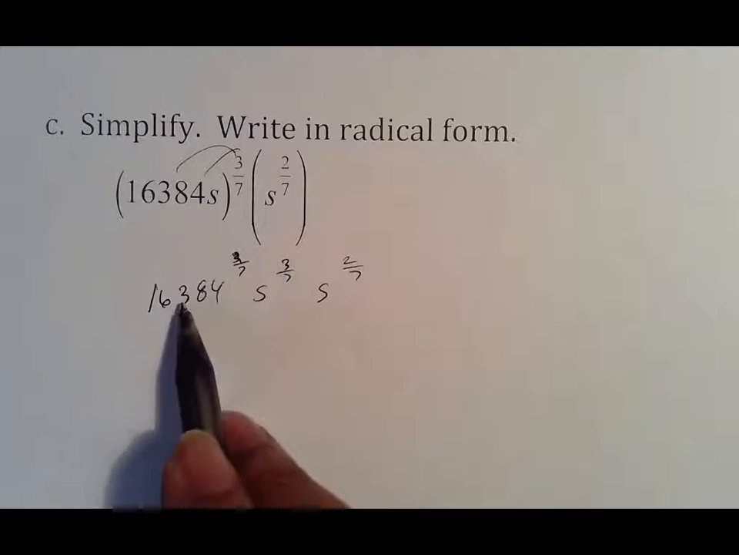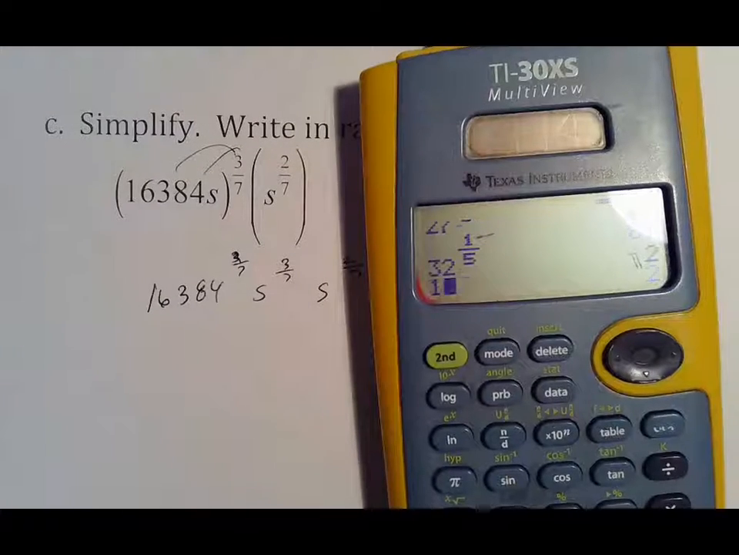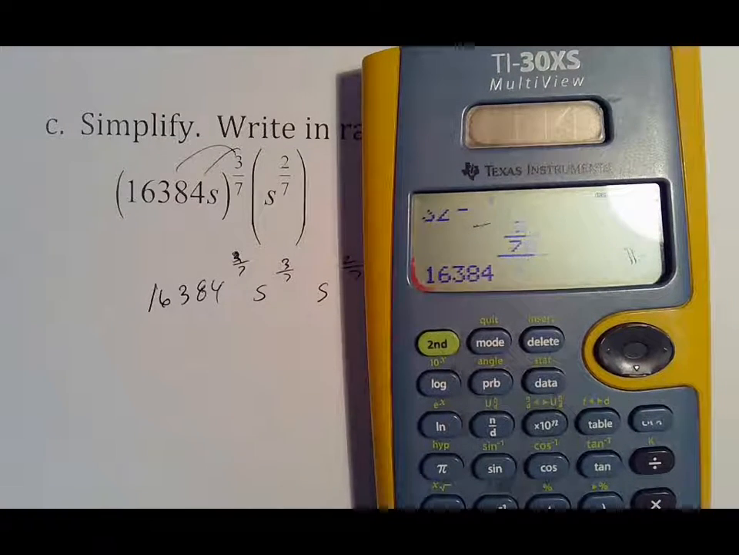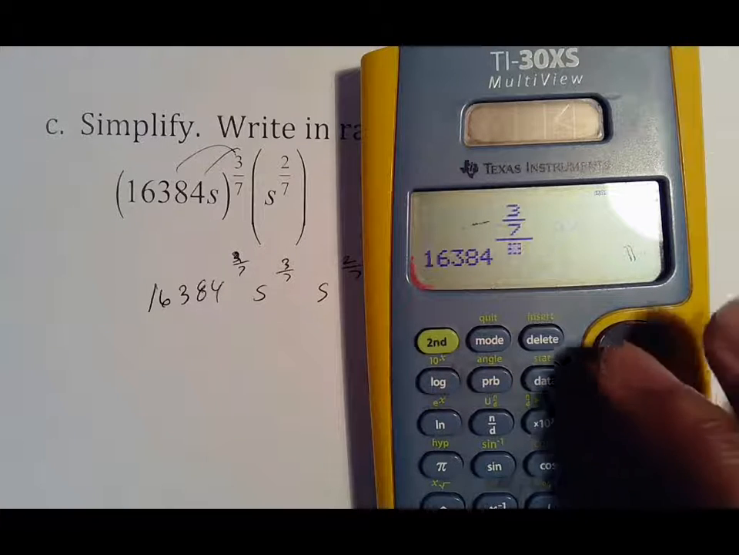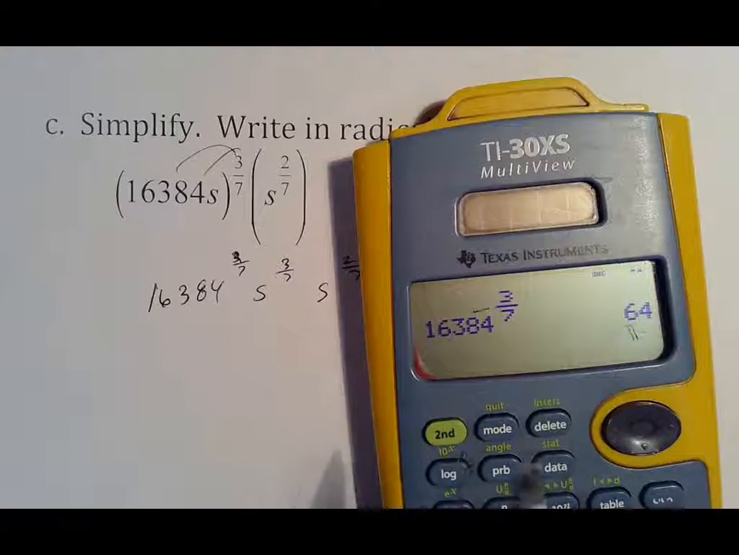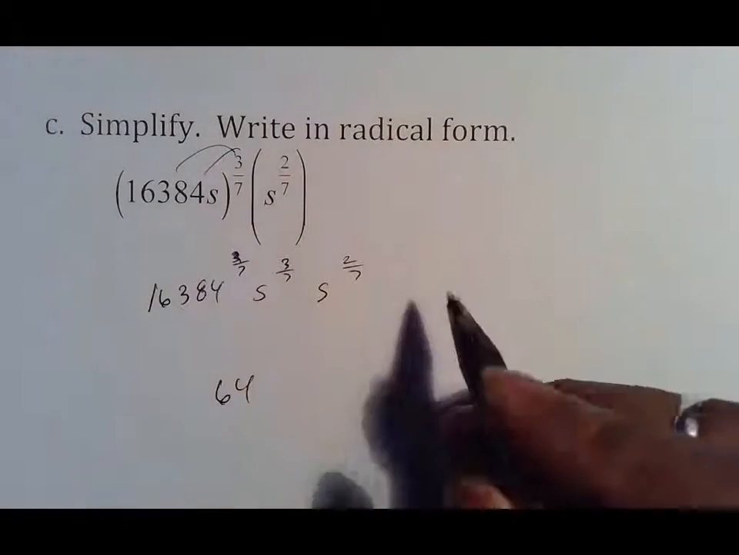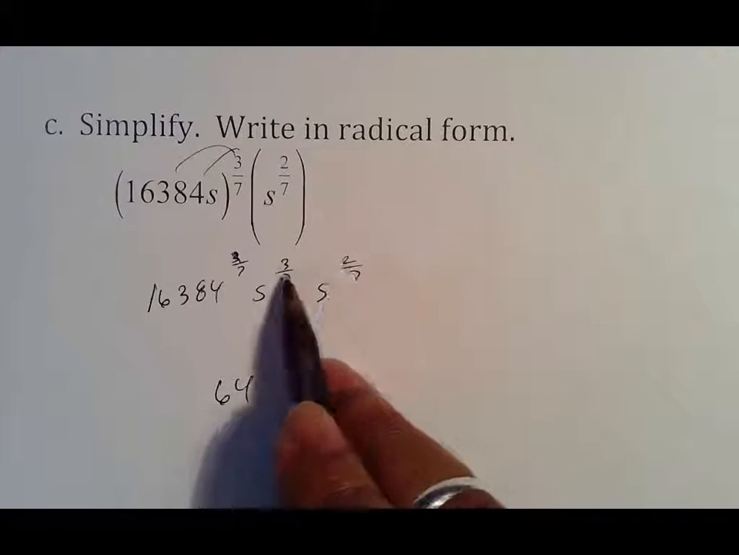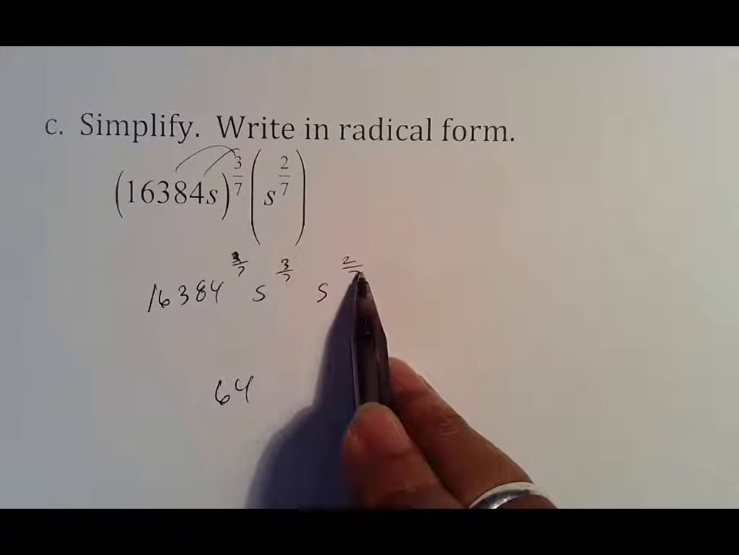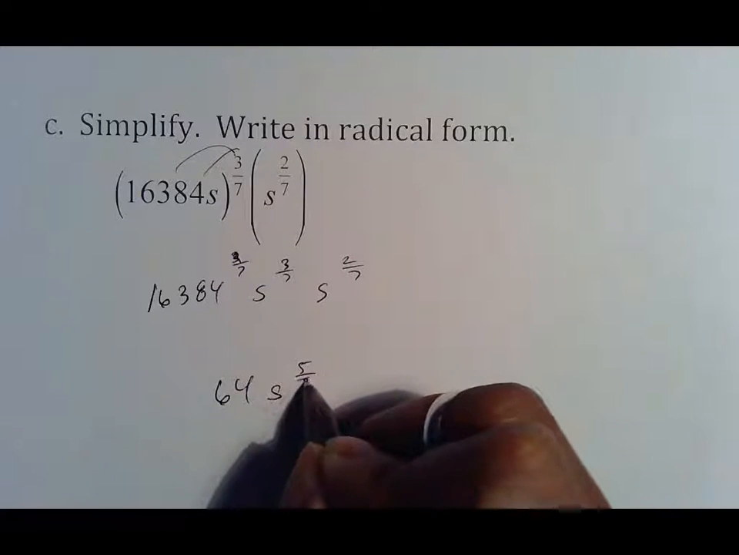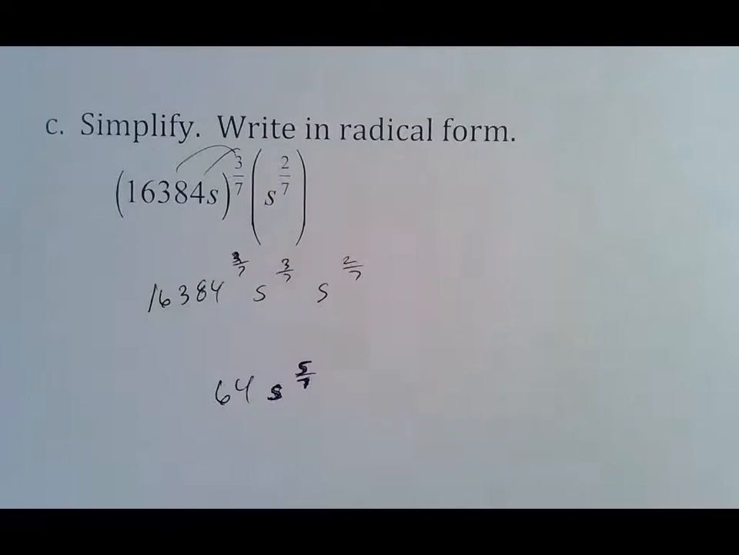The first thing I always want to do anytime I have a number going to a root is type it in. 16384 to the 3/7 is 64. And remember, whenever you have these two here, that's not multiplication because they're not separated by parentheses. This is addition. 3/7 and 2/7 both have a common denominator, so we add the top. It'll be s to the 5/7. And that's really all you're going to do.